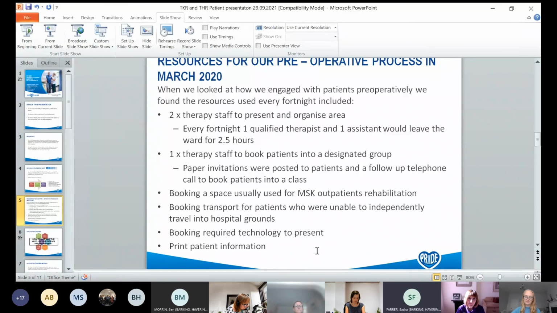We also used to have to book space, which took away vital space from the MSK outpatient rehabilitation department. We'd also have to get transport booked for patients who couldn't come into hospital independently. And we used to use a lot of print. There was a lot of paperwork involved in all of this.